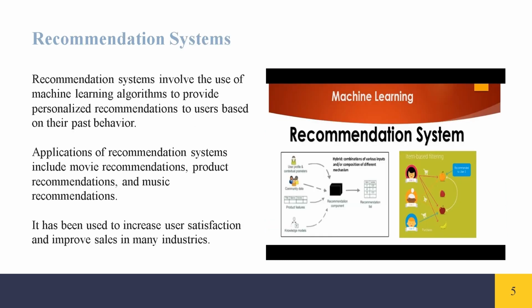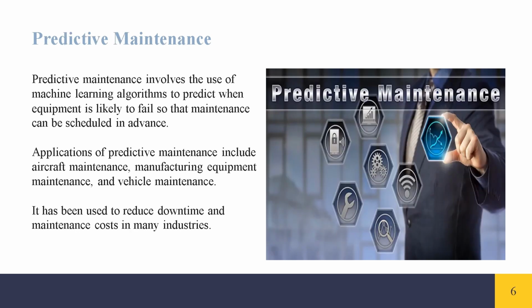Recommendation systems involve the use of machine learning algorithms to provide personalized recommendations to users based on their past behavior. Applications of recommendation systems include movie recommendations, product recommendations, and music recommendations. It has been used to increase user satisfaction and improve sales in many industries.